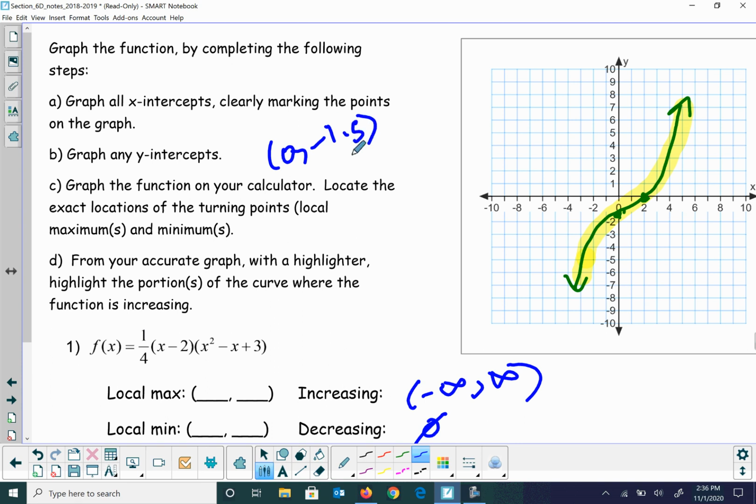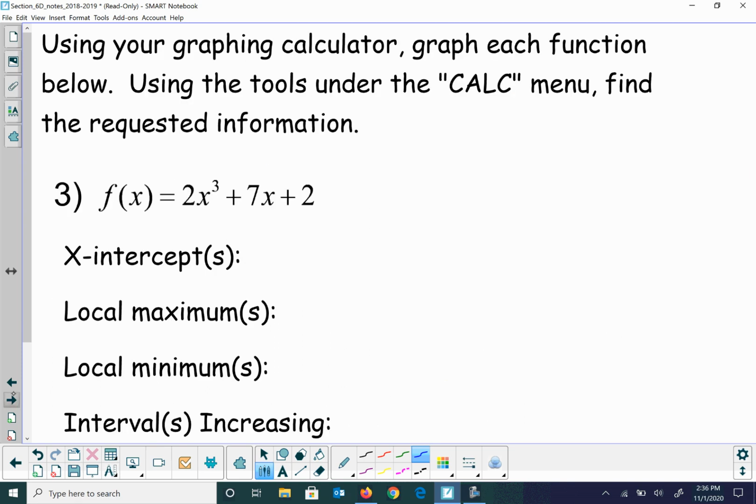Locate the exact locations of turning points. We don't have them. Okay, we do have some turns in it, but it doesn't go from going up to going down. So that's what we'll have to look at. Kind of tricky on that one when you're looking at it. We could talk about that in class too. All right, using the calculator, let's find the x-intercepts.